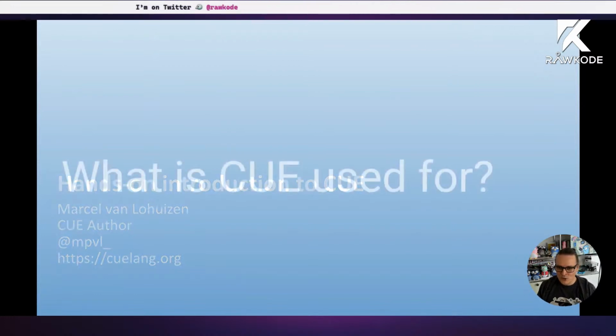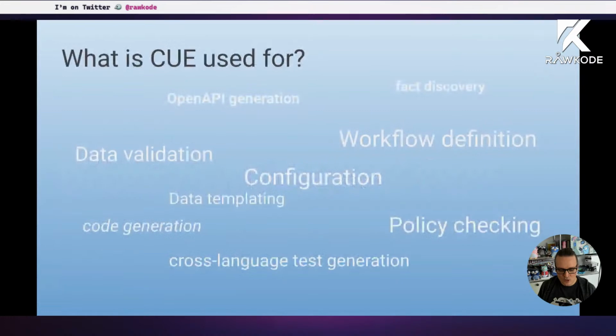So first of all, what is Q used for? It's really an offspring of GCL. JSONnet itself is an offspring of GCL, but rather than focusing on just data configuration, it really tries to cover the entire configuration space, right? Things that it's been used for include fact discovery, workflow definition, configuration, data templating, even code generation, policy checking, test generation even. And Istio uses it for OpenAPI generation, for example.